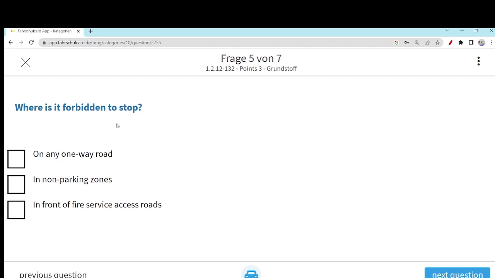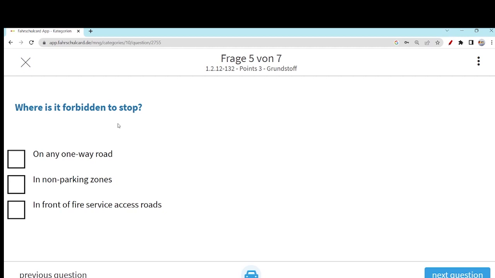Next question is, where is it forbidden to stop? So just keep in mind, just a short hint, there is a difference between parking and stopping. Stopping means you quickly stop, you take some passenger, you unload some stuff, you take out some passenger. So stopping is different, but parking is different. So where is it forbidden to stop? On any one-way road. Actually you can stop on any one-way road. Stopping means brisk, like it's very brisk, for a short moment.